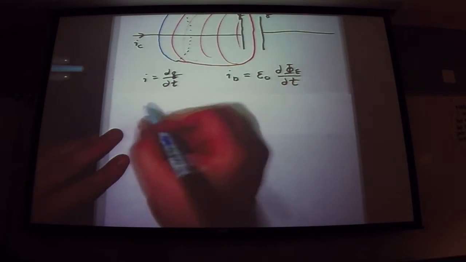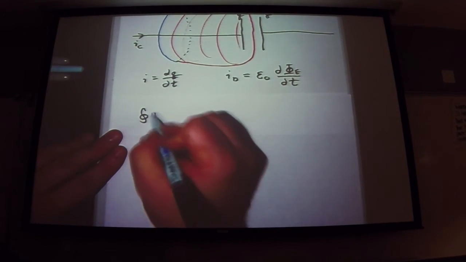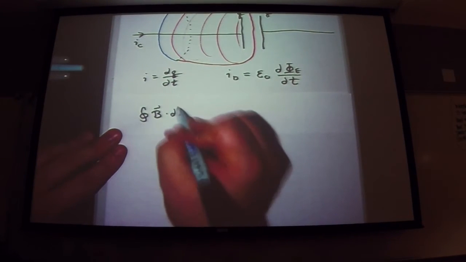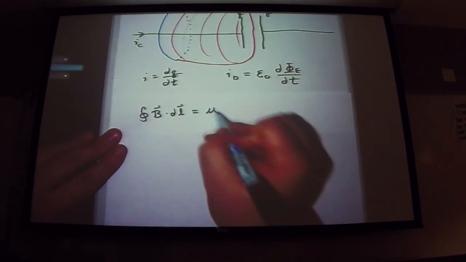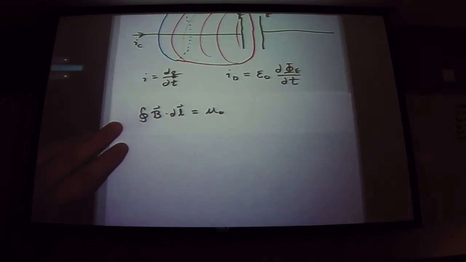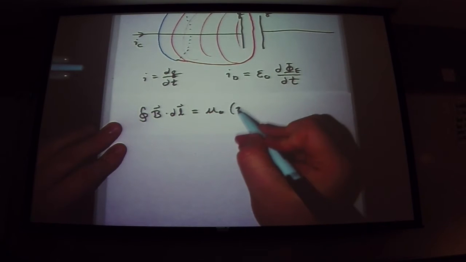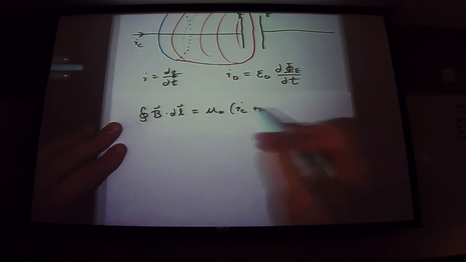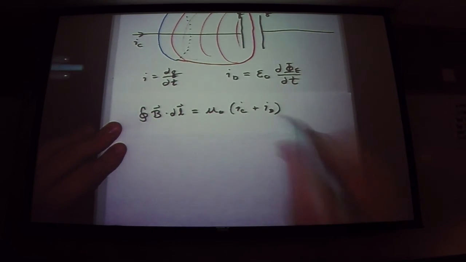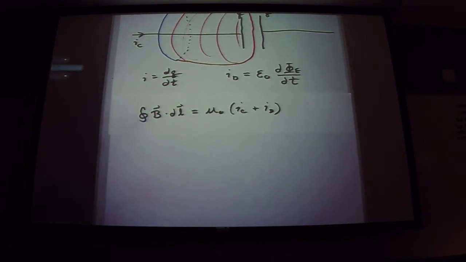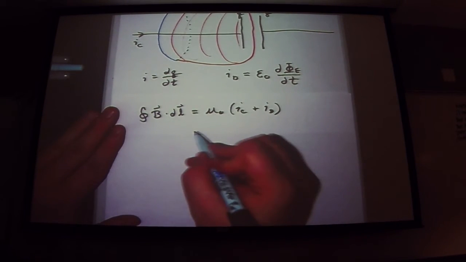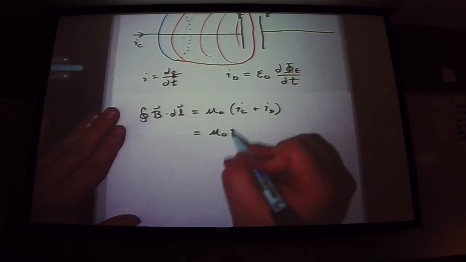So we finally fix this by saying the integral of B dot dL is equal to mu naught multiplied by I enclosed, except for now, what we tend to do is we simply say conduction current plus displacement current. And if we were to write that out, we would say mu naught multiplied by conduction current.